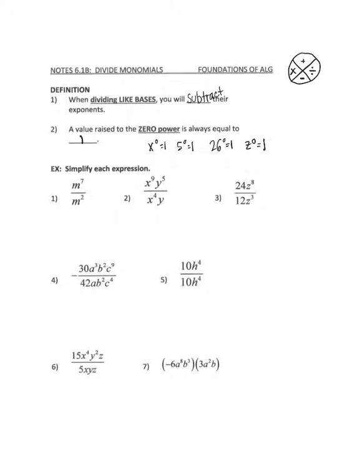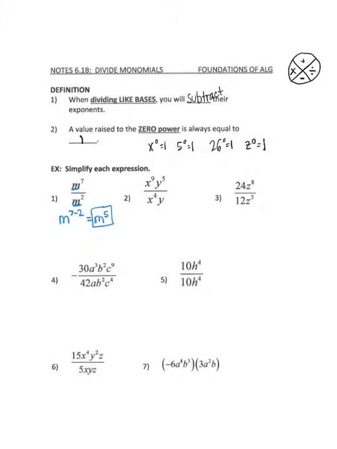Okay, so now we are going to simplify each expression. Starting with the first one, we have like bases, both are m, so that means we can simplify, and we are going to subtract their exponents this time. So my base is going to be m. I'm going to start with the exponent on top, 7 minus 2. 7 minus 2 gives me 5, so my final answer is m to the 5th. We always want to do the exponent on top minus the exponent on bottom.